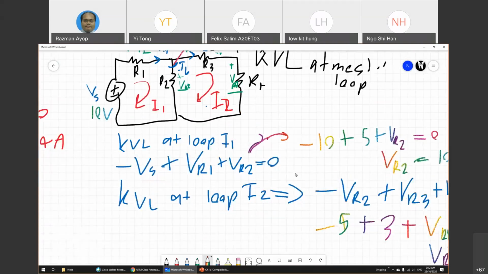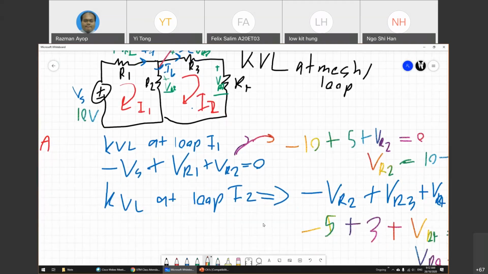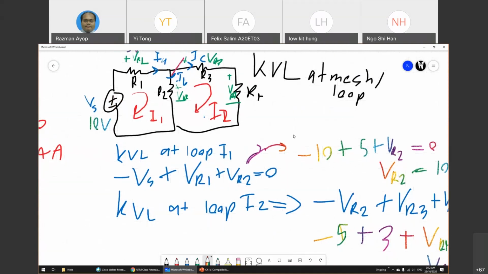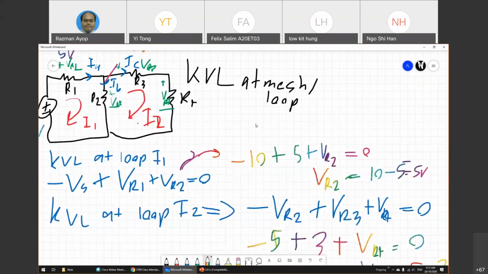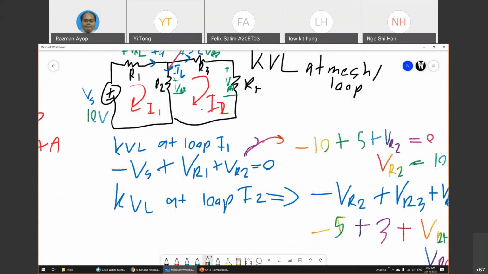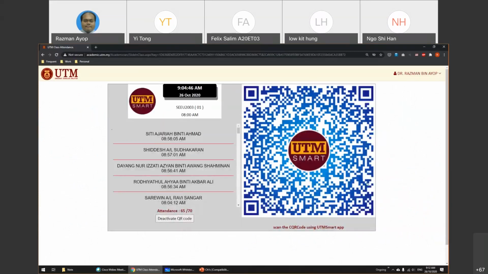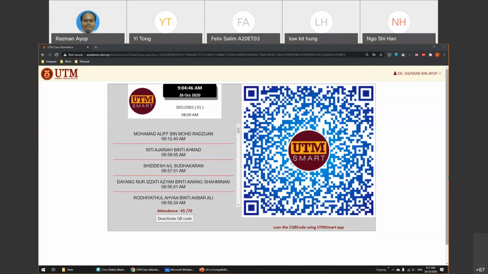So far understand? Yes. So that is how Kirchhoff voltage law and Kirchhoff current law work. Any more question? Please sign in your attendance.